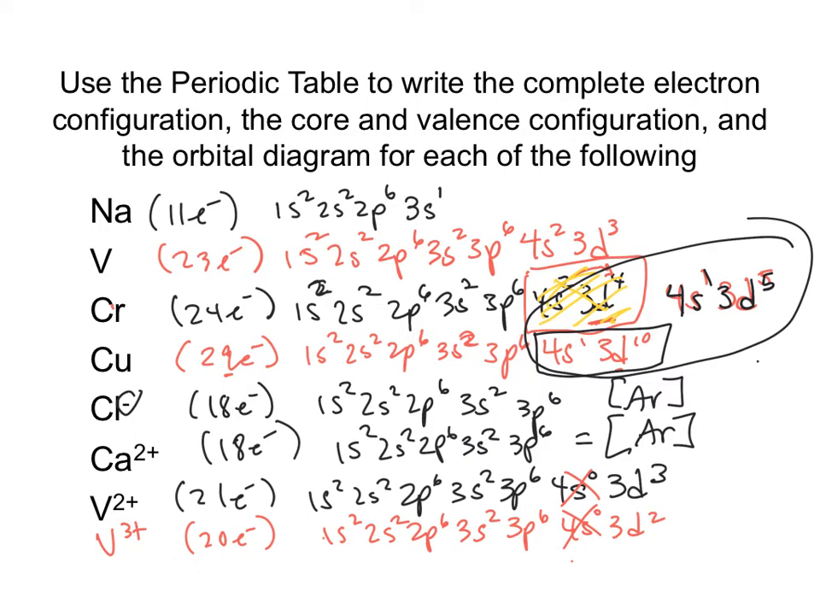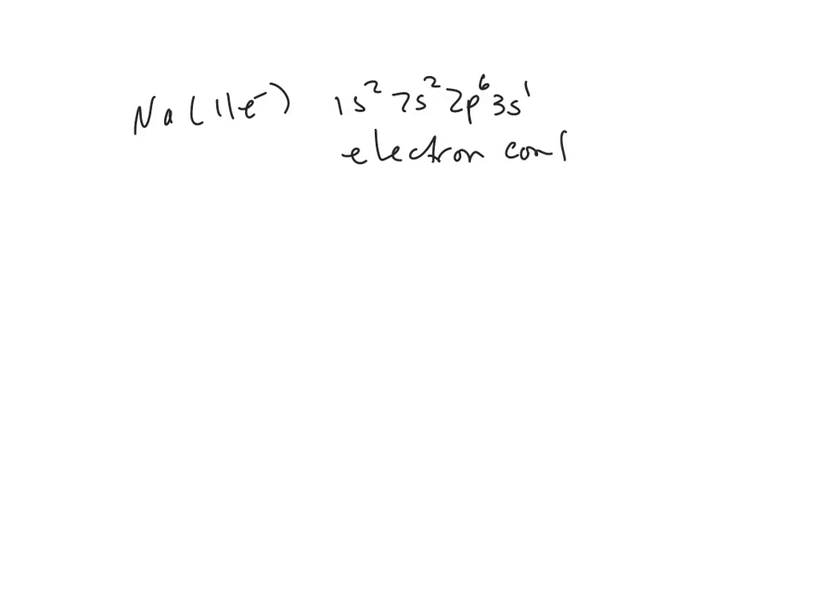And sodium with 11 electrons: 1s2, 2s2, 2p6, 3s1. So this is the electron configuration. And now you want the orbital diagram here.